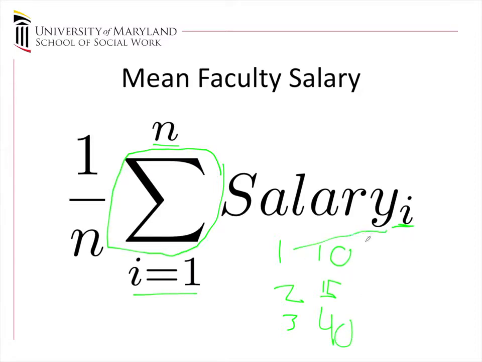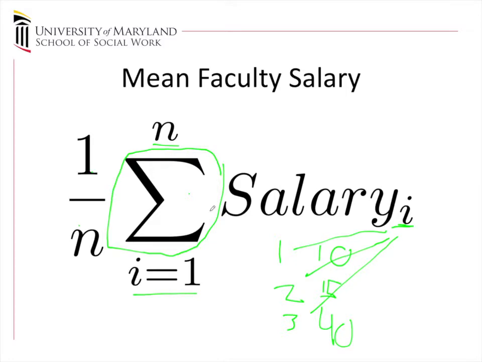So that's the first i. This is the second i. That's the third i. We're going to just add up all of those i's. That's what that symbol means. And then we're going to multiply by 1 over n, which is the same thing as dividing by n. So same way that you've always generated your means, you sum some variable, and then you divide it by the number of observations that went into that sum.